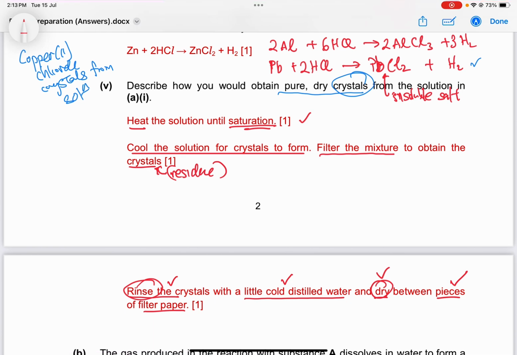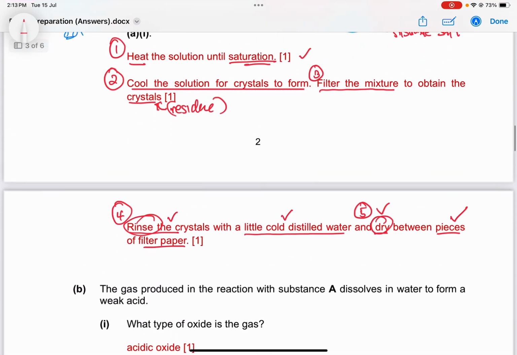If you ask me, I'll just say generally there are 5 main points. Heat till saturation, cool the solution for crystals to form, filter to obtain the residue, which are the crystals, rinse the crystals with a little cold distilled water, and finally dry between pieces of filter paper. I see it as 5 different steps, but the mark allocation is as such in this particular paper itself. Okay, next one.